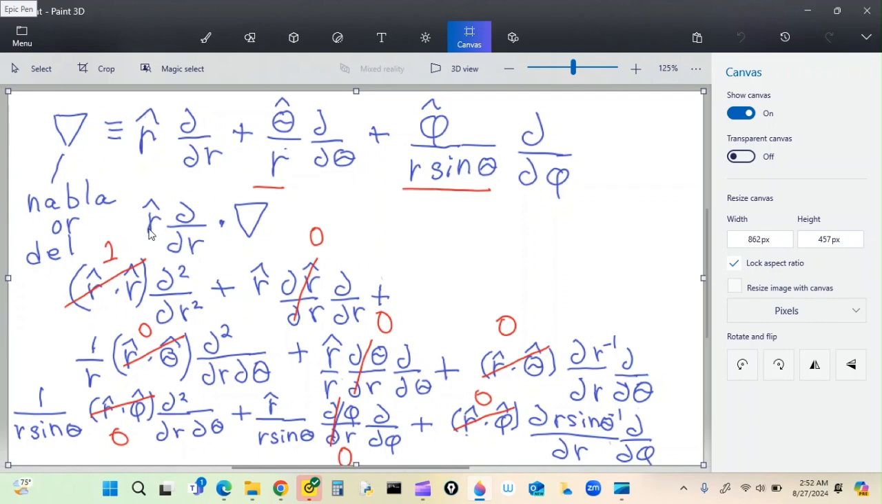Okay, now I'm going to take the r operator times the partial with respect to r of this second term.